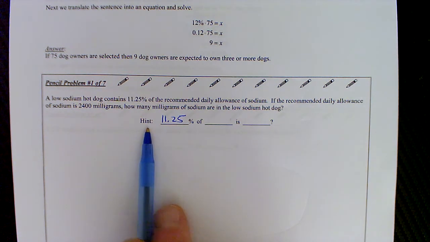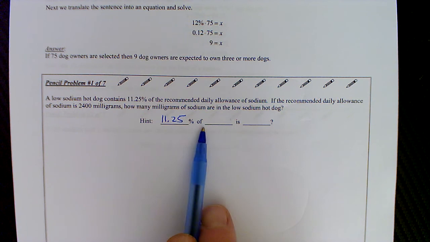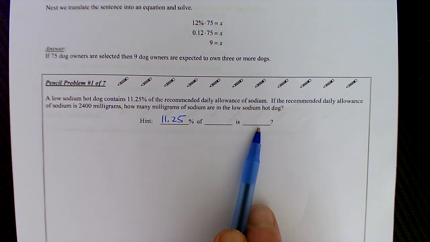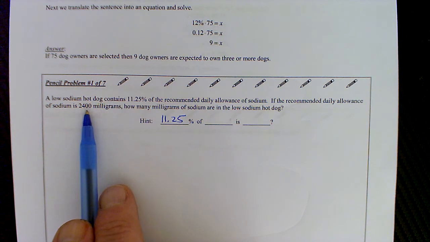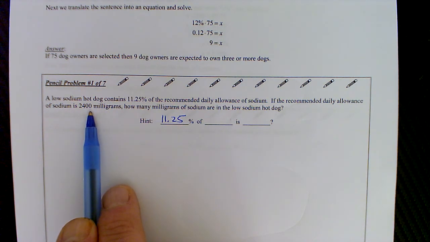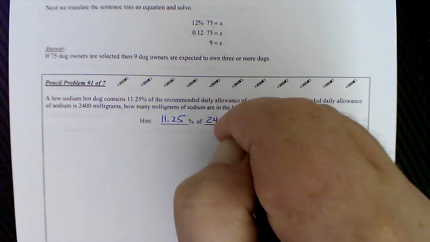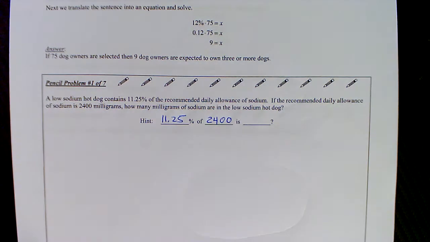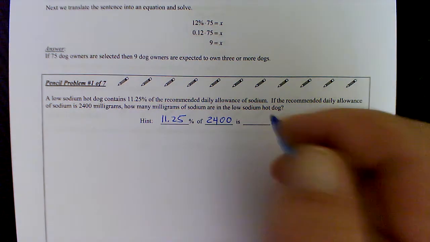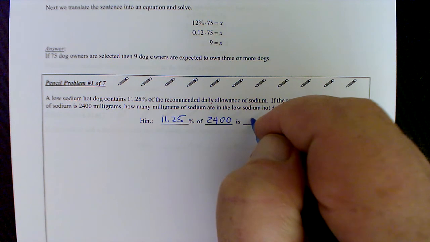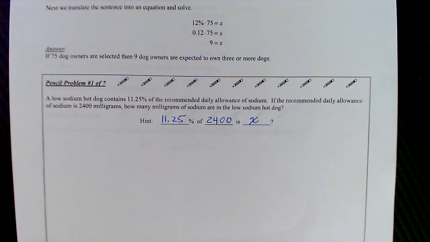In the future, you're going to have to write down this sentence on your own. In the first few examples, we give you the hint, but get used to writing down blank percent of blank is blank. Now we have to determine if the recommended daily allowance of sodium, being the 2,400 milligrams, is the part or the base. And remember that the part is the portion of the base, which is the whole. So it should be easy to discern that the 2,400 represents the base, which in a sense is the total, but I like to use the term whole. And the part is the portion of that, which will represent how many milligrams of sodium there are in this hot dog. That's the unknown. We'll call it X.